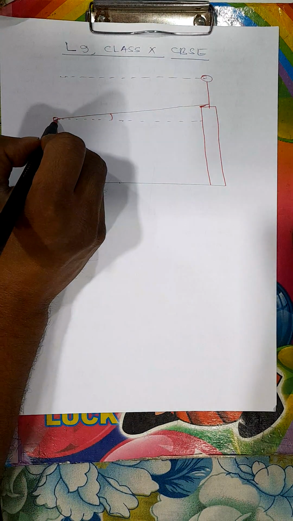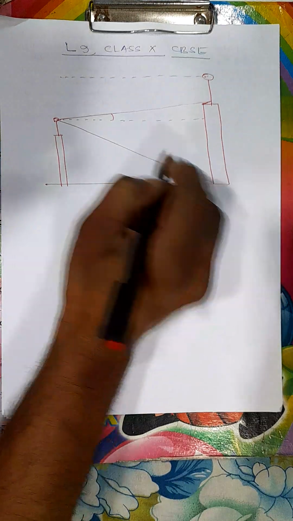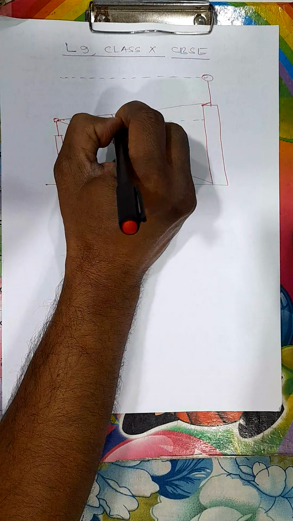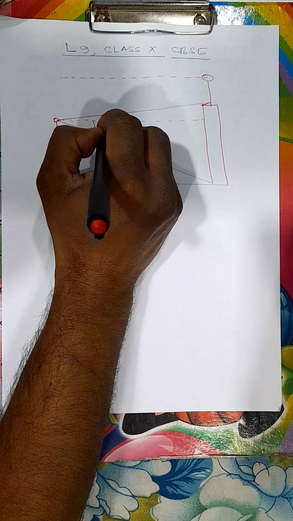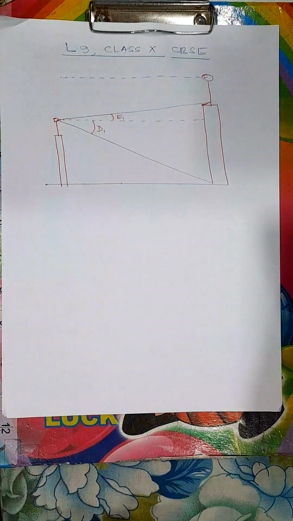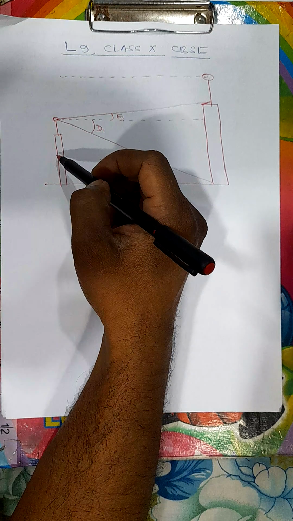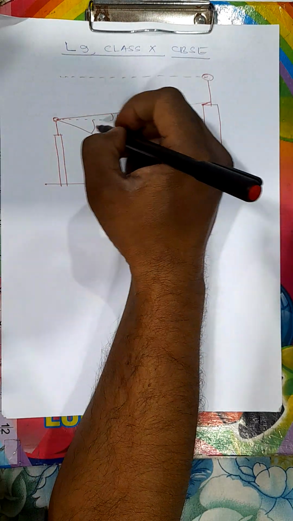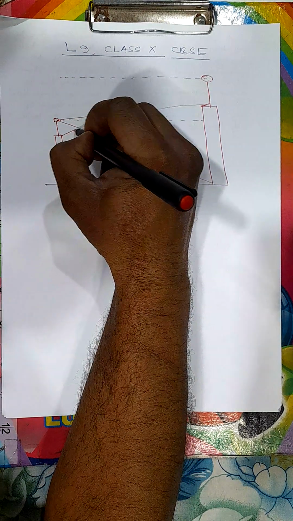And this person is making eye contact with the foot of the tower. So this is called angle of depression. So this is angle of elevation E1, suppose. This is angle of depression D1. Now for this person, this tower is at a lower height than this tower. So let us make eye contact with the top of the tower.